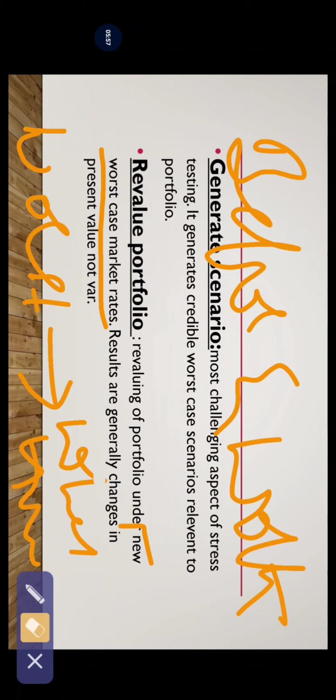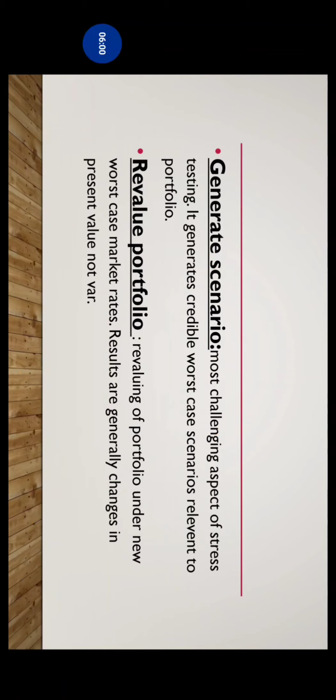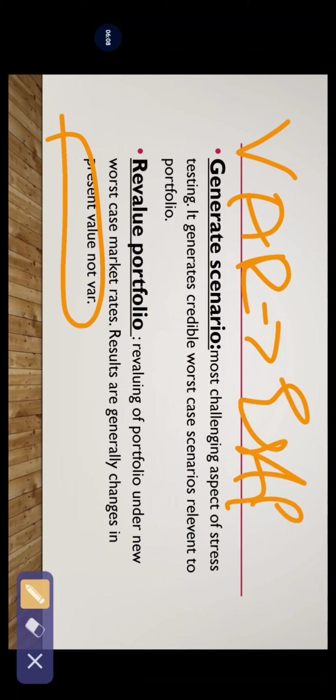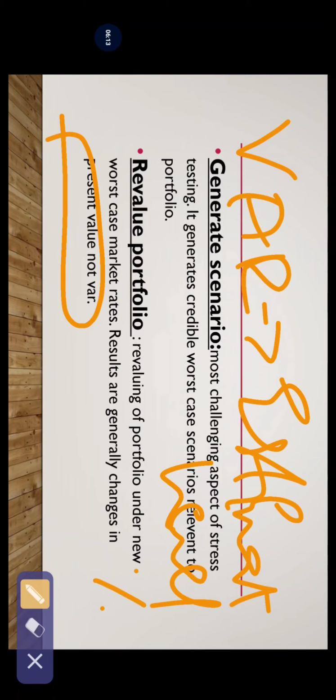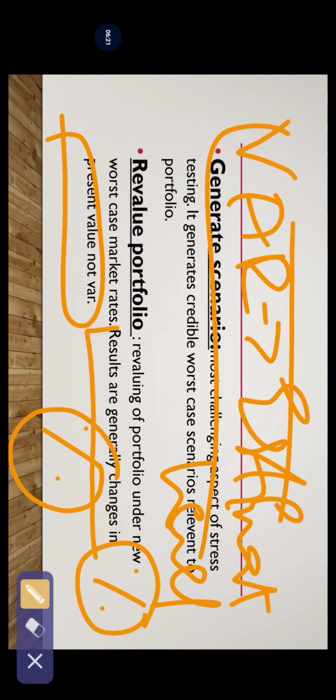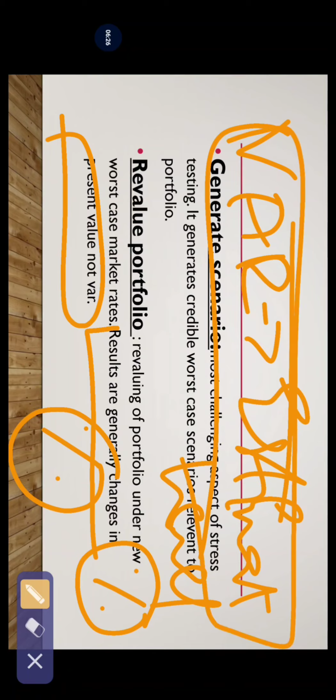results are generally changes in present value, not VaR. VaR provides us an estimation of the level of risk, right? This percentage of risk and this percentage of confidence we have, that is provided by VaR. So here they are telling that we cannot always depend on VaR. Sometimes the present value of the portfolio should be considered other than the VaR estimation.